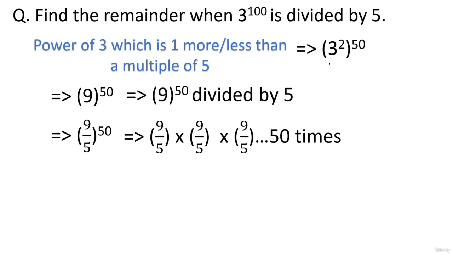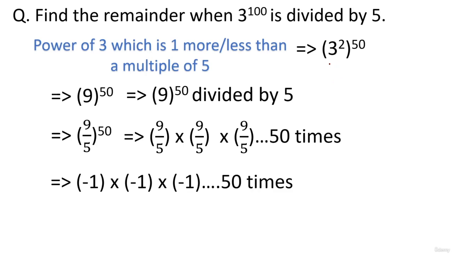And 9 divided by 5, the remainder is minus 1. So 50 times kitna ho jayega basically, minus 1 raised to 50, which is nothing but 1. Okay, so it becomes really very simple, guys. Very, very simple to find a power of the number which is 1 more or 1 less than the divisor, or a multiple of the divisor in this case. And you can solve the question very, very easily.